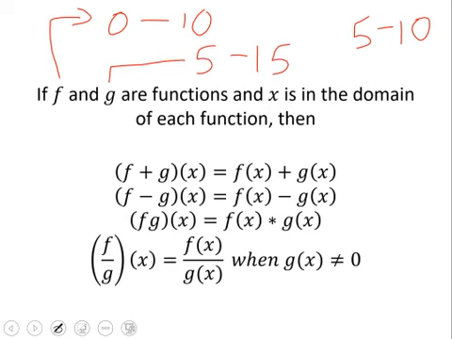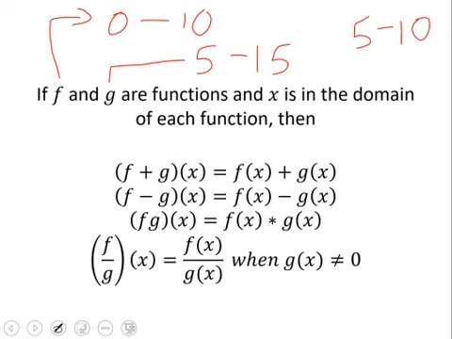So when we're adding them, f plus g of x is the same as f of x plus g of x. f minus g of x, f of x minus g of x, you're just subtracting. You can multiply them together, so fg of x, and then f over g of x is the same as dividing, but make sure that the g of x does not equal 0.